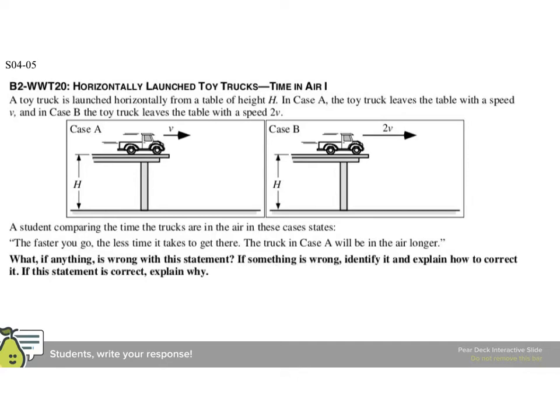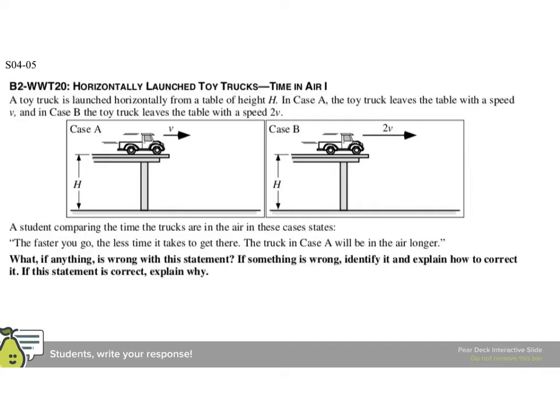In case A, the toy truck leaves the table with speed v. In case B, the toy truck leaves the table with speed 2v. A student comparing the time trucks are in the air in these two cases states, the faster you go, the less time it takes to get there. The truck in case A will be in the air longer. And what, if anything, is wrong with this statement? If something's wrong, identify and explain how to correct it. If the statement's correct, explain how you know.